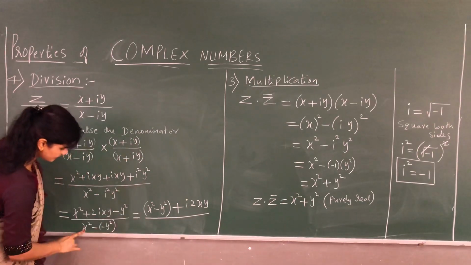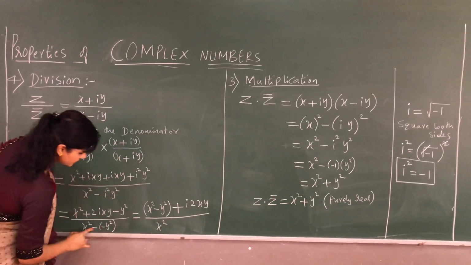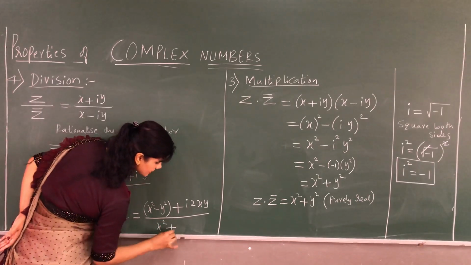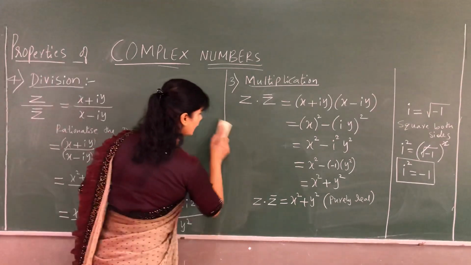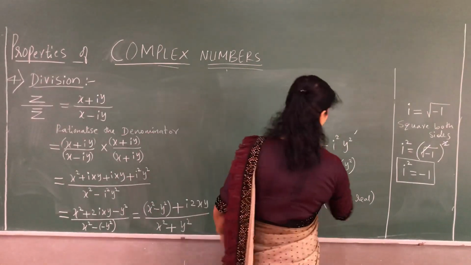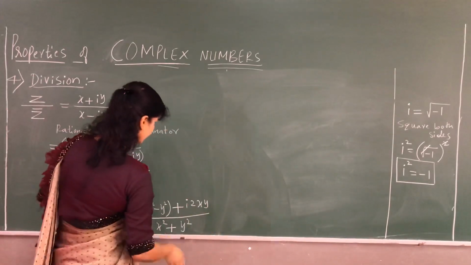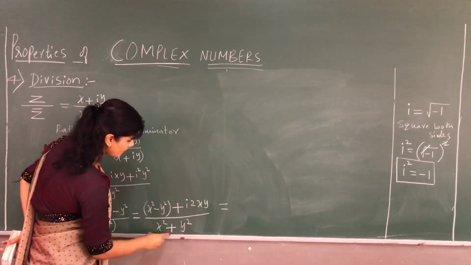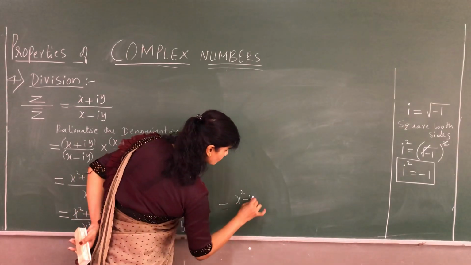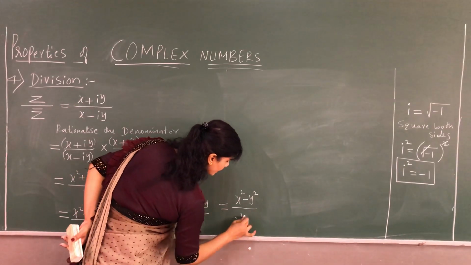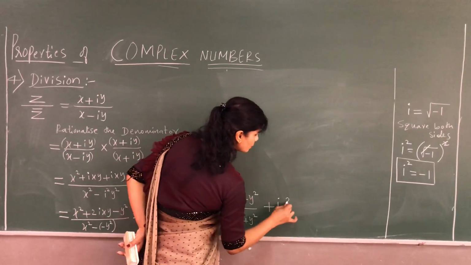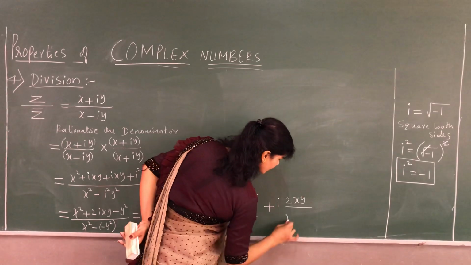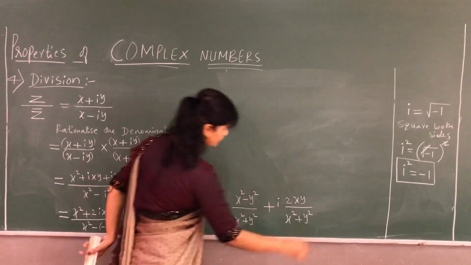Upon x square minus y square, minus of minus is plus y square. Plus y square. Okay students, so the last step you can do is divide it like this: the real part is x square minus y square upon x square plus y square, plus i into 2xy upon x square plus y square.